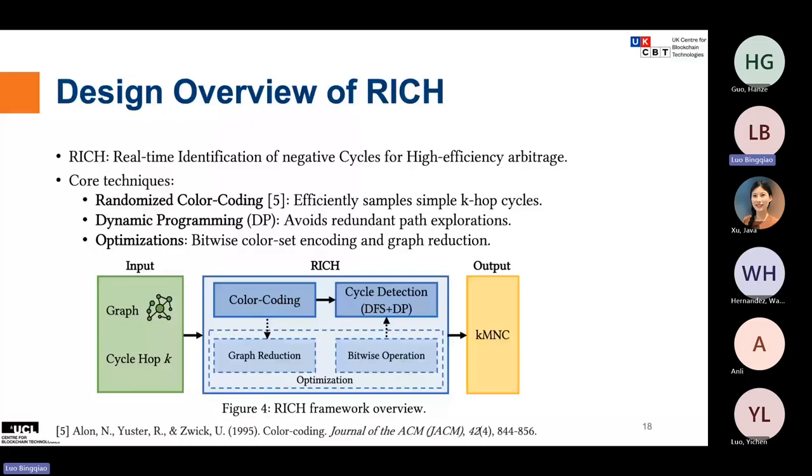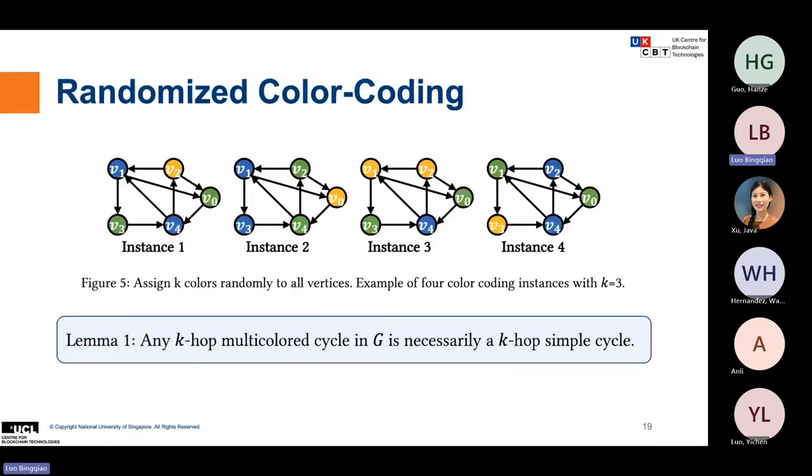The first one is color coding. The core idea of color coding is very simple but very powerful. As I show in Figure 5, it shows four instances of the color coding. In each coloring instance, all the nodes are randomly assigned one of the K colors. There are a total of 3 colors, and in each instance, the algorithm only looks for cycles where all the nodes have different colors. In this way, it decreases the search space a lot.